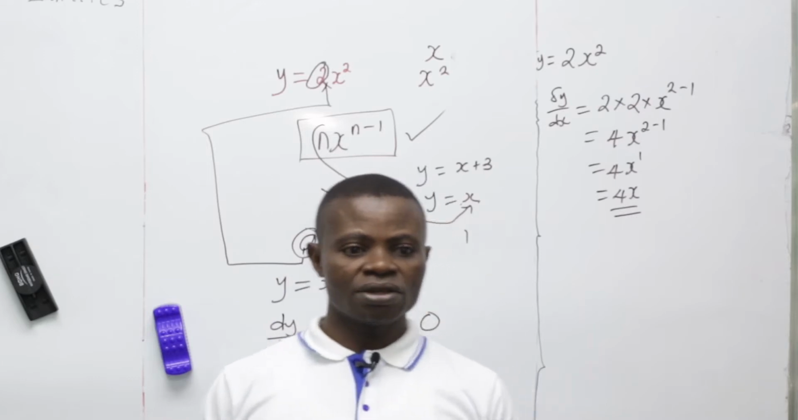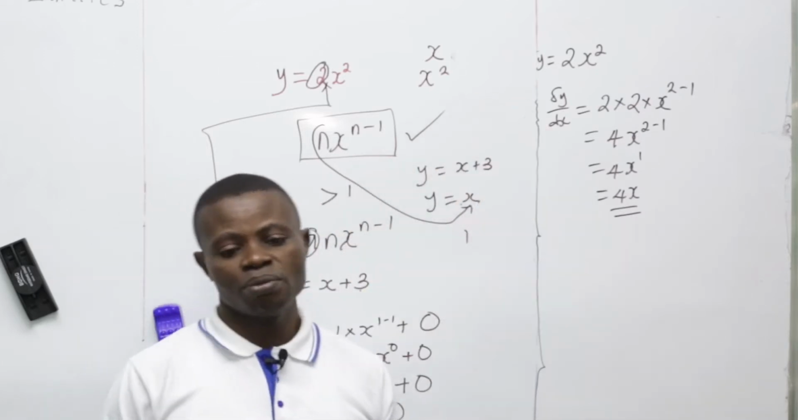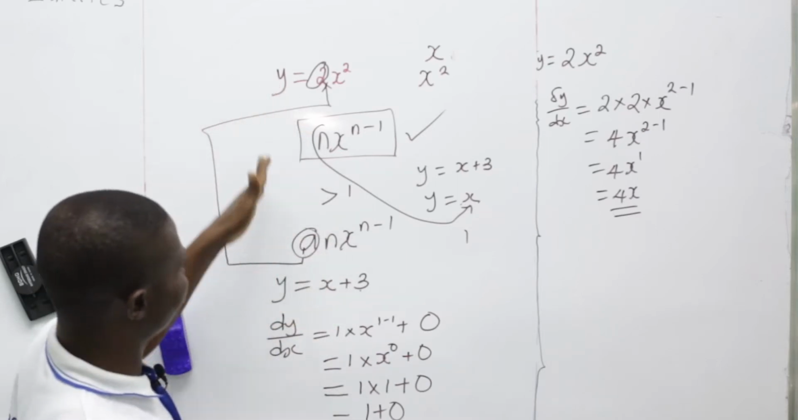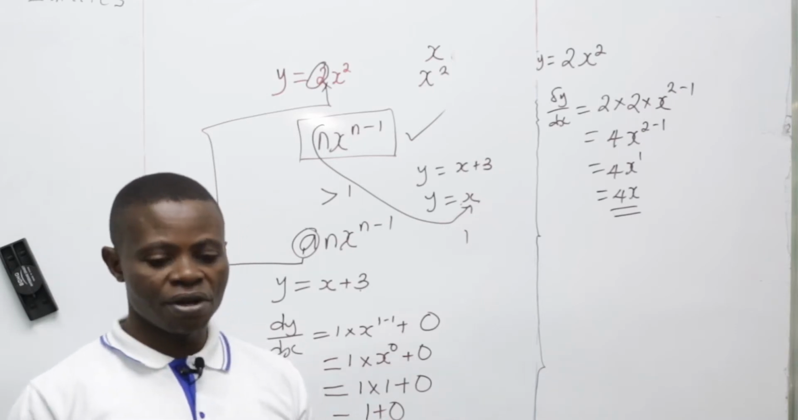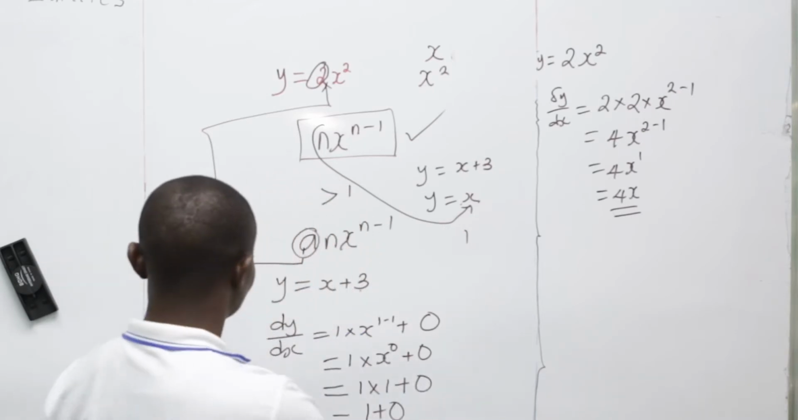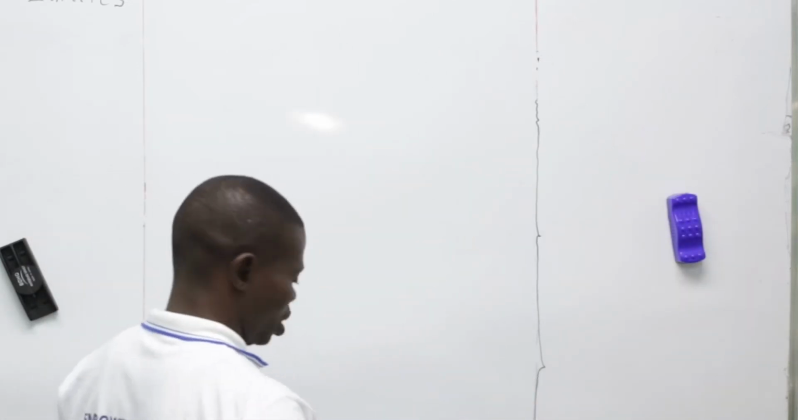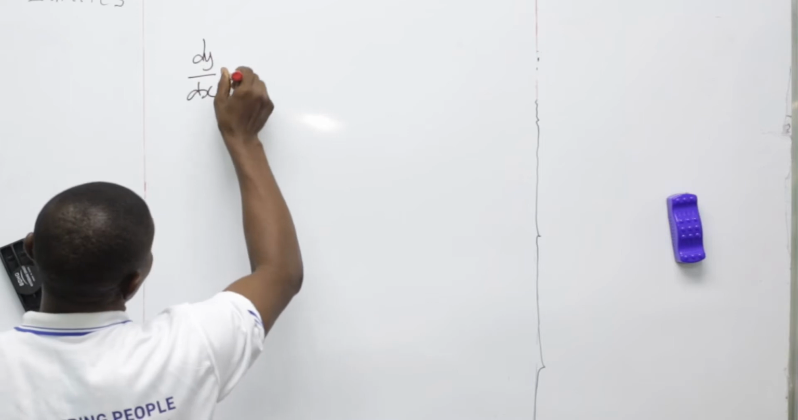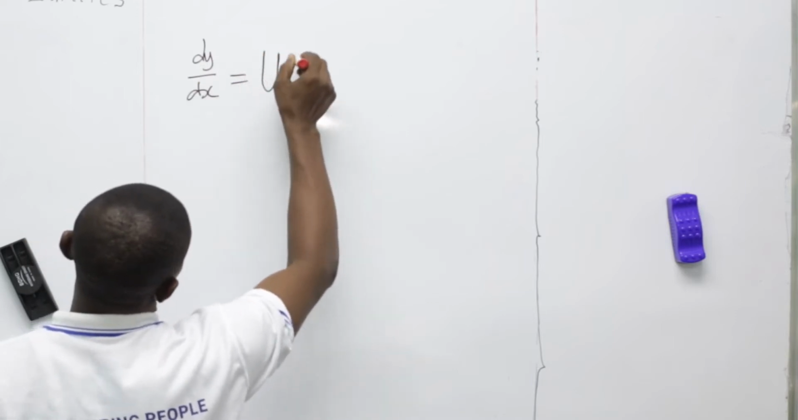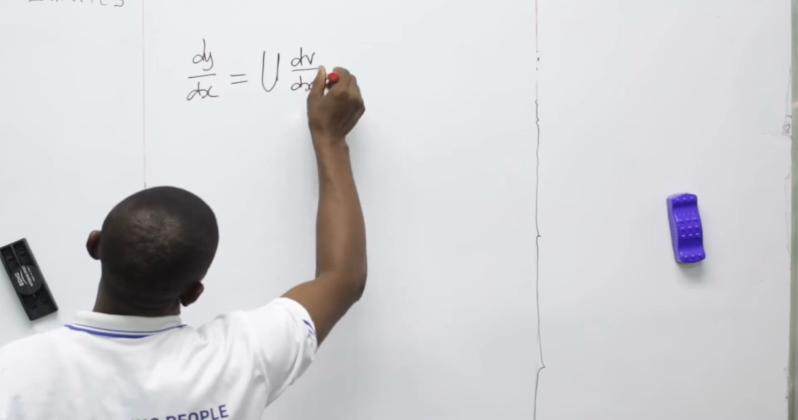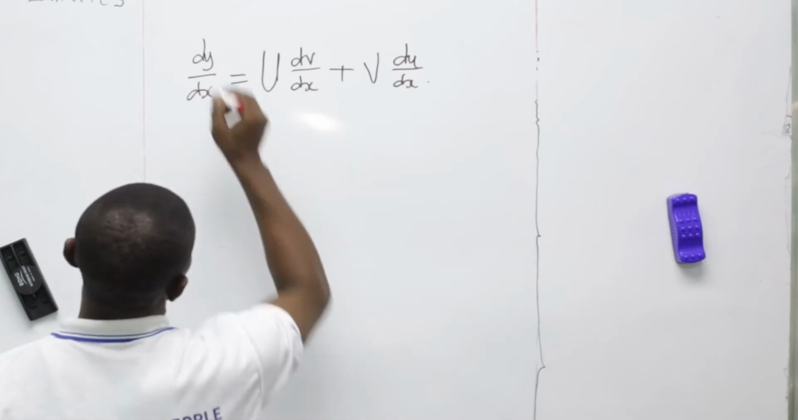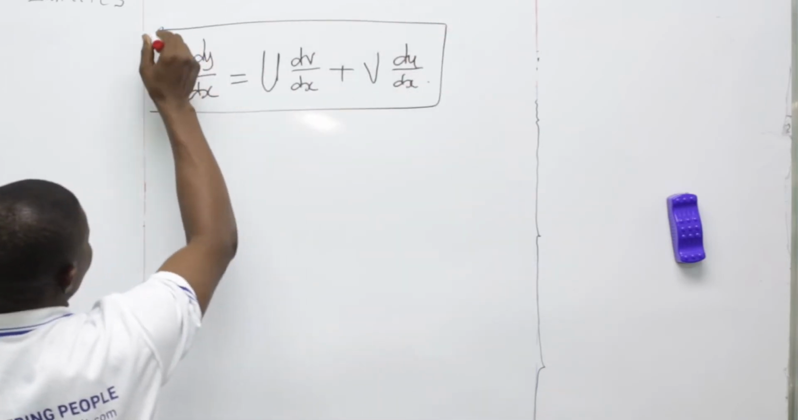So let us venture into the product rule, where the knowledge you have of this general formula has a role to play. Talking about the product rule, you have dy/dx equals u dv/dx plus v du/dx. This is the general formula for the product rule.